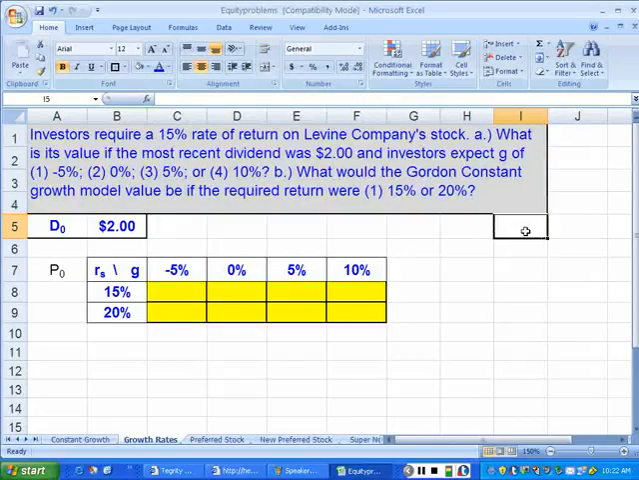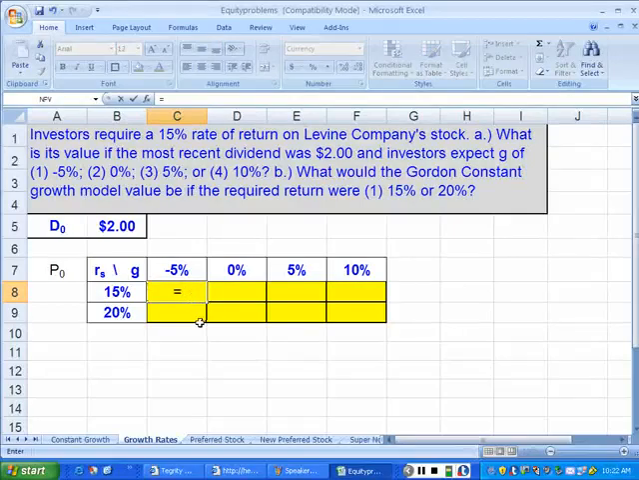So we're going to take a look at this and try to put together a formula that will deal with this. Now, the first thing you want to note is the Gordon model deals with a growth rate, a discount rate, and a dividend. But the dividend that we want is not D sub 0, which already happened. We need to concern ourselves with the next dividend that is going to happen. So we want D sub 1.